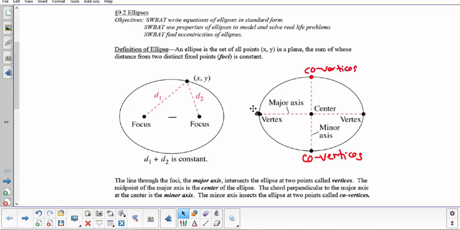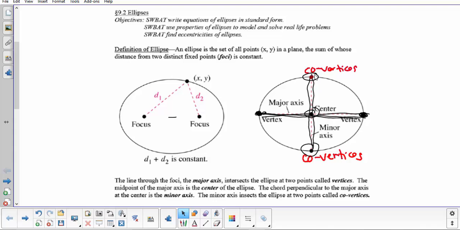There are some parts of an ellipse that are important to know. The first part are the vertices. So the vertices would be here and here, and the vertices are the endpoints along the major axis. The major axis is the longer of the two axes, and at the end of it are the two vertices. The major axis goes through the center of the ellipse, and the vertex on each side is equidistant from the center. Then there is a minor axis. The minor axis is perpendicular to the major axis, and at the end of that are two co-vertices.